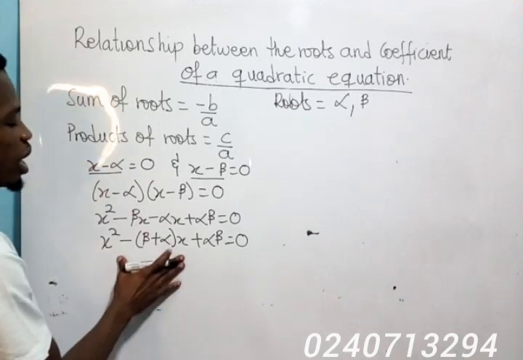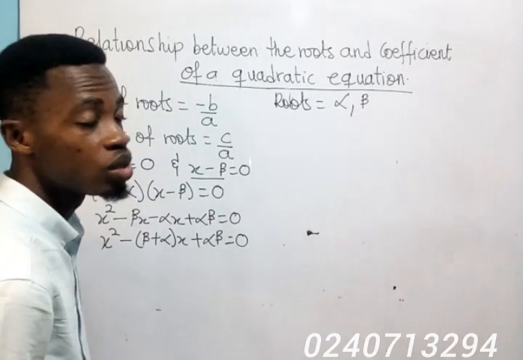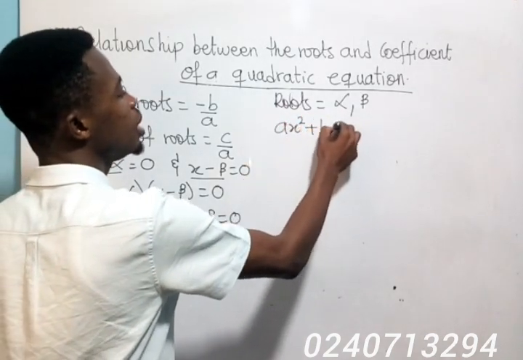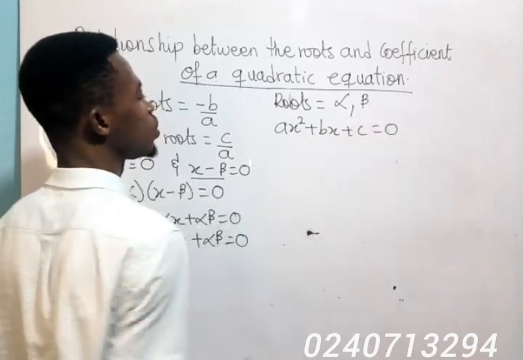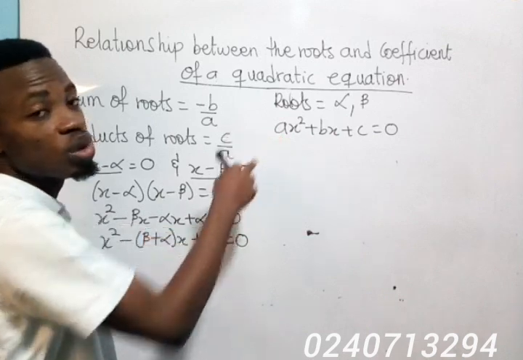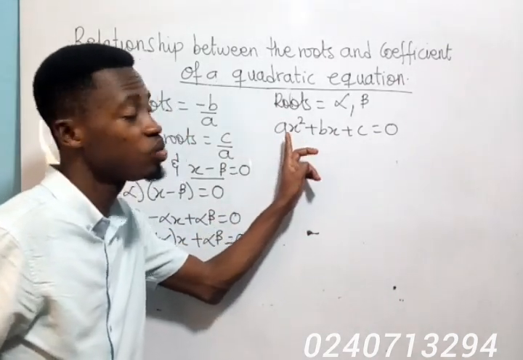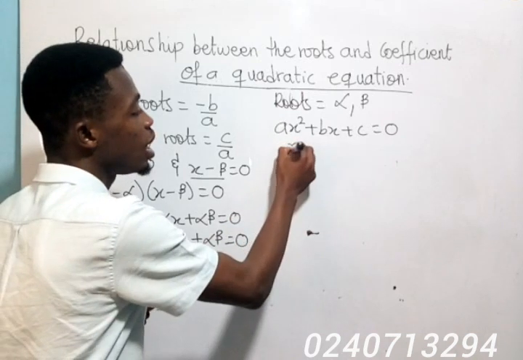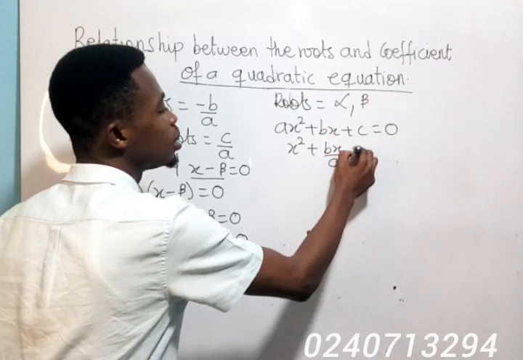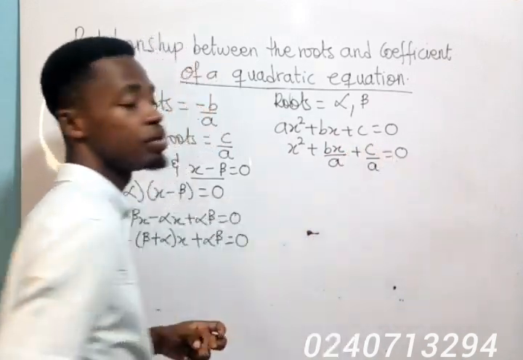Now, we'll compare this to the general quadratic equation. For the general quadratic equation, we have ax squared plus bx plus c is equal to 0. Now, first of all, let's make the coefficient of x squared to be 1, which means we are going to divide through by the coefficient of the x squared, which is a. So we have x squared plus bx on a plus c on a is equal to 0.